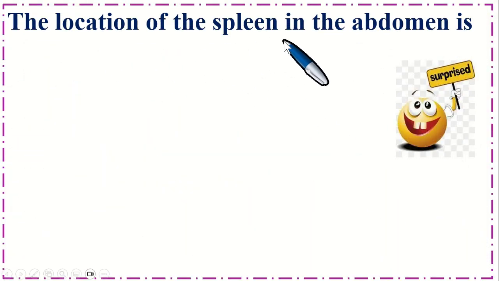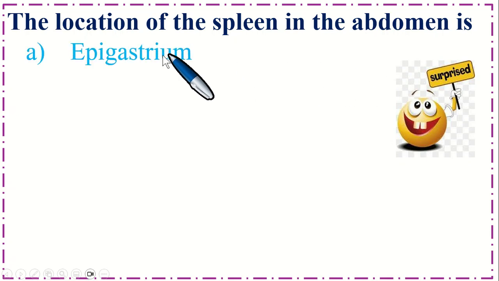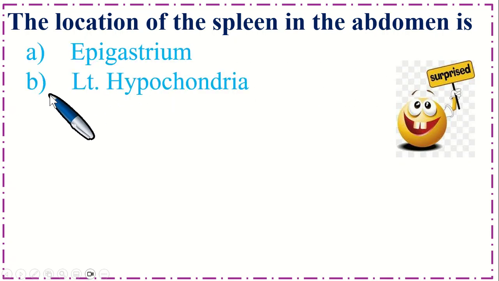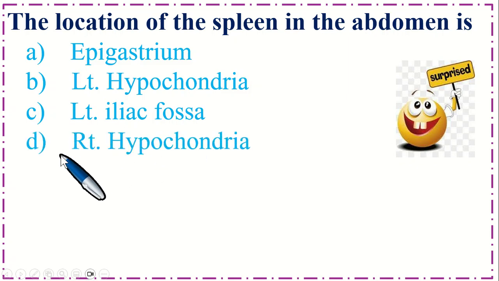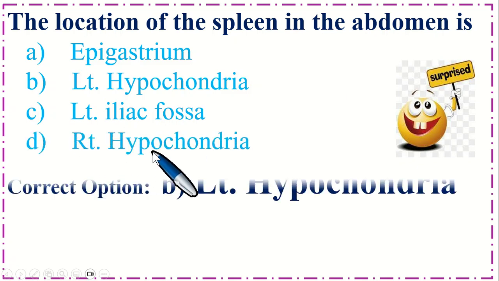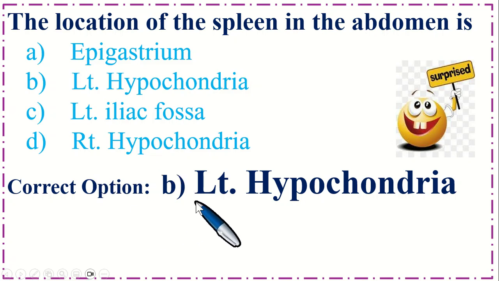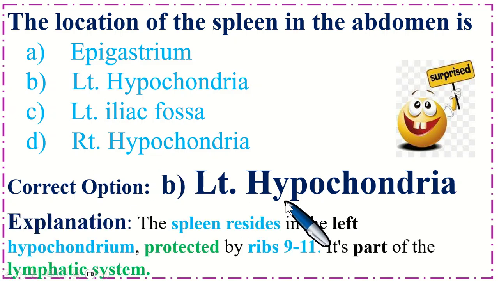The location of the spleen in the abdomen is option A epigastrium, B left hypochondria, C left iliac fossa, and option D right hypochondria. So the correct option is B, left hypochondria. The spleen resides in the left hypochondrium, protected by ribs 9 to 11. It's part of the lymphatic system.